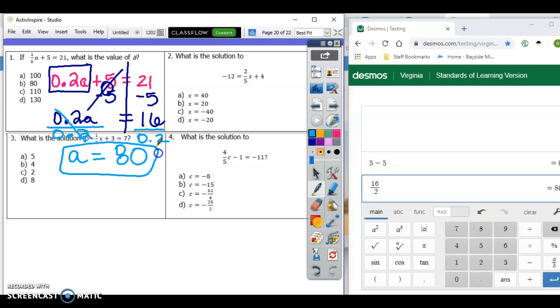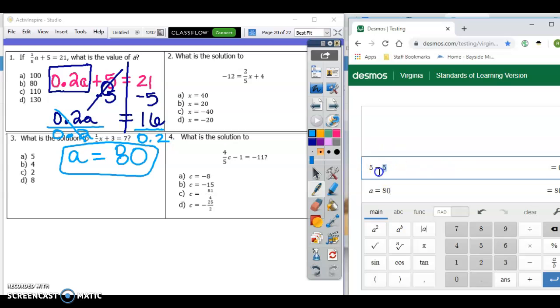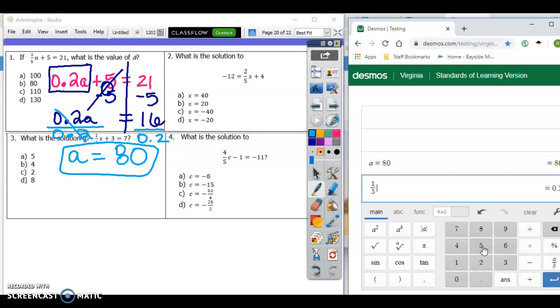So you always want to check this. So what I'm going to do is type in a equals 80. And then I'm going to type in the problem. So I can type in the original 1 divided by 5 times a plus 5. And the answer I want up here says 21. And when I look at the calculator, I have 21. So I know I have the right answer. So the answer was B.